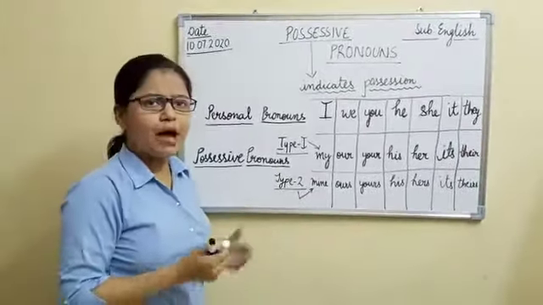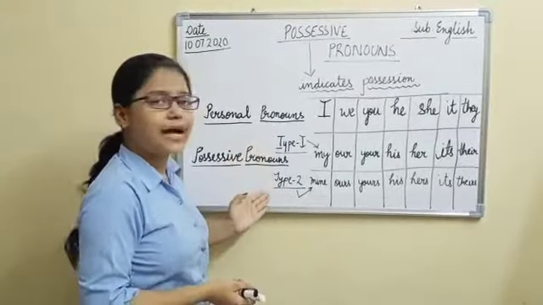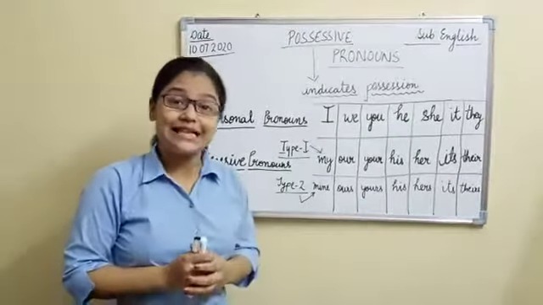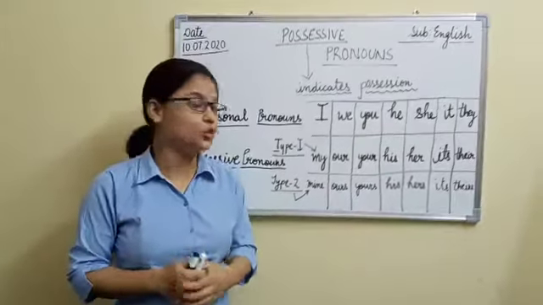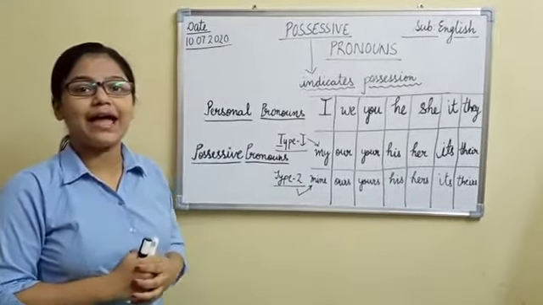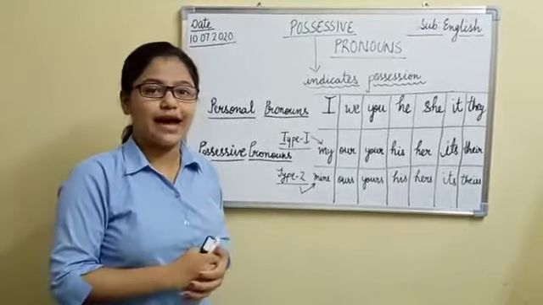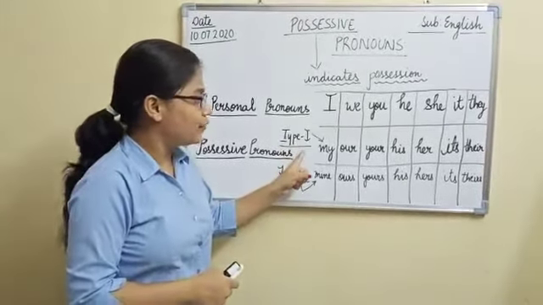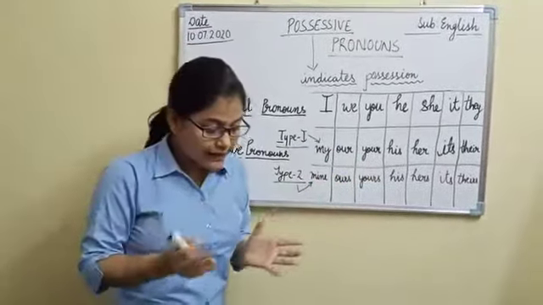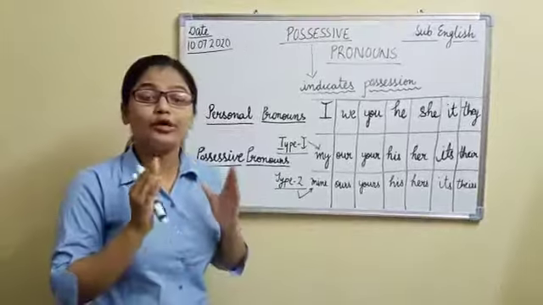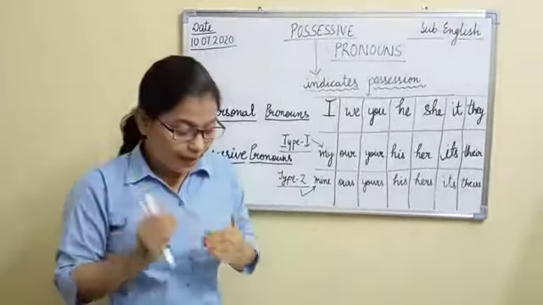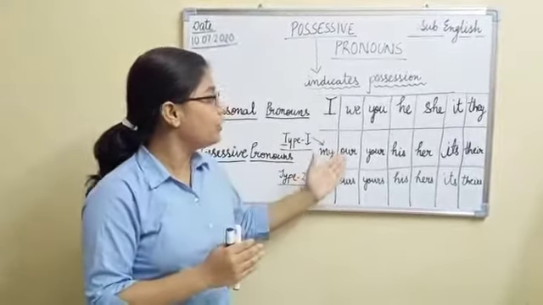Now you will ask, ma'am, what is the difference between type 1 and type 2? You are calling both of them possessive pronouns. So students, yes, there is a difference between type 1 and type 2. And what is that difference? That I am going to tell you just now. The type 1, where I have written my, our, your, his, are called possessive determiners or possessive adjectives. Basically, they are used before nouns.